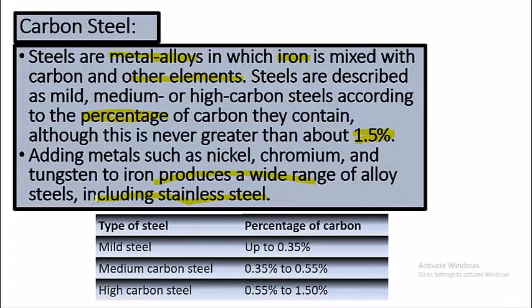Now if we talk about the percentages of carbon in a steel, in mild steel it is up to 0.35%, and in medium carbon steel it is from 0.3% to 0.55%, and high carbon steel contains the highest percentage, that is 0.55% to 1.50%. Again, the content of carbon in a steel should not be greater than 1.5%.